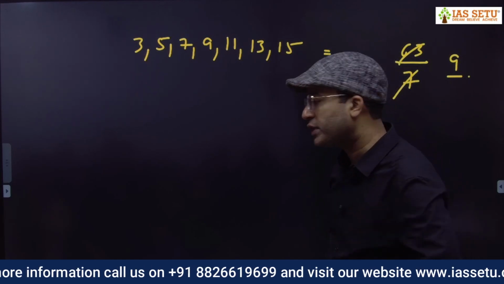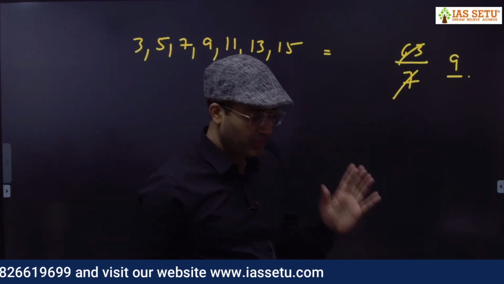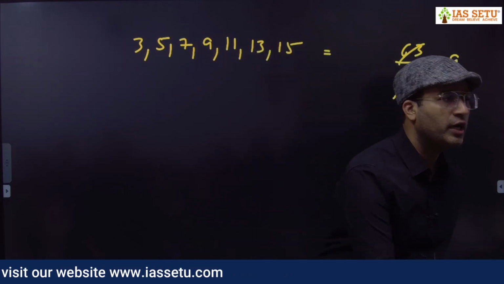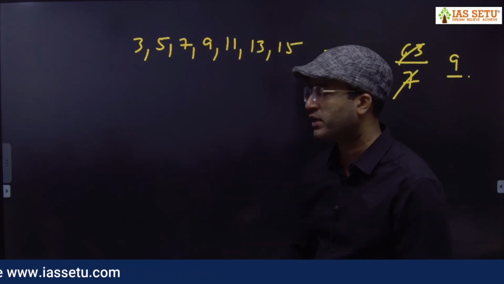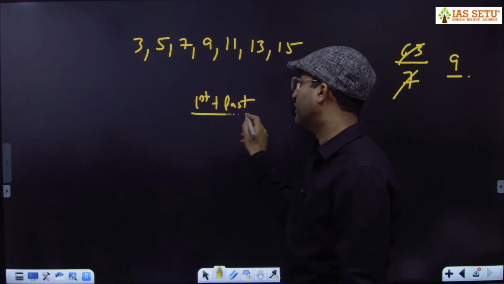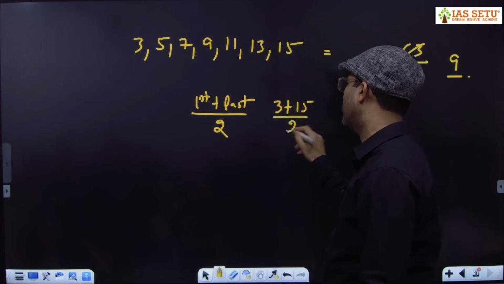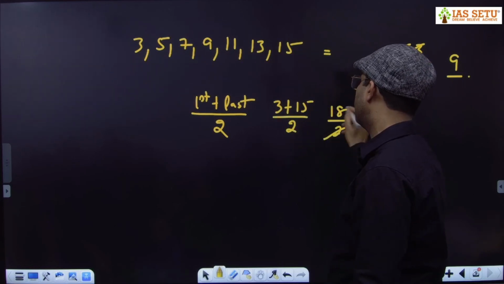But no need to waste your energy if this is question related to AP. We have one blessing here. We have a shortcut here. Average of an AP is nothing. It is first term plus last term divided by 2. So it is 3 plus 15 divided by 2. 18 divided by 2. We get 9.